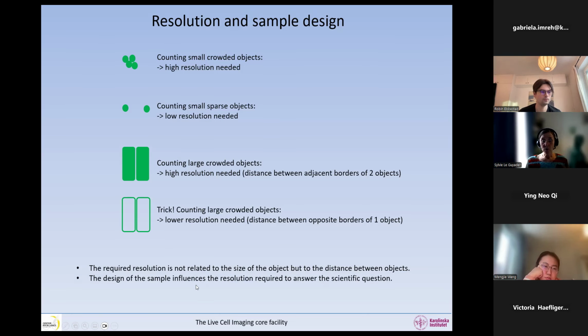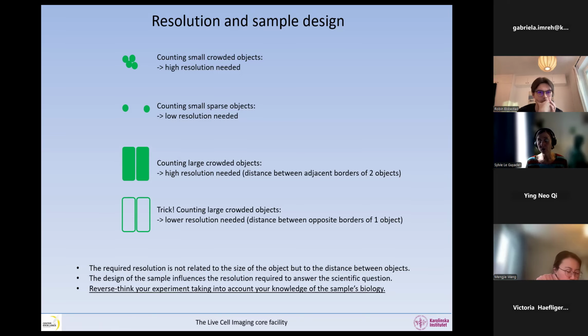So the design of the sample influences the resolution that is required to answer the scientific question. So we have a crosstalk there between the scientific question and the design of the sample. So you do reverse-think your experiment and take into account your knowledge of the biology of the sample, so that you do not decide that you're going to be counting tiny, tiny objects that are very crowded. If you know that it's not possible for the microscope to do it, then you change your scientific question. But maybe you can also adapt your sample design around your scientific question.